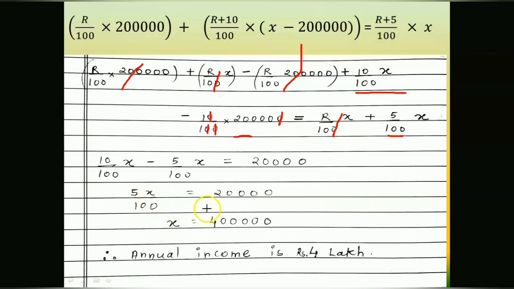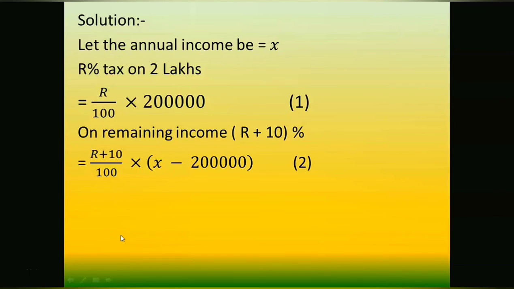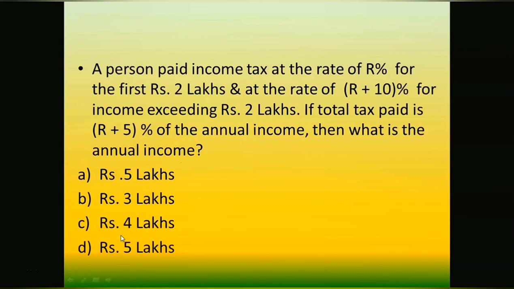Then x is equal to 4 lakhs. Therefore, the annual income is 4 lakhs. So the correct option is, here the correct option is 4 lakhs.